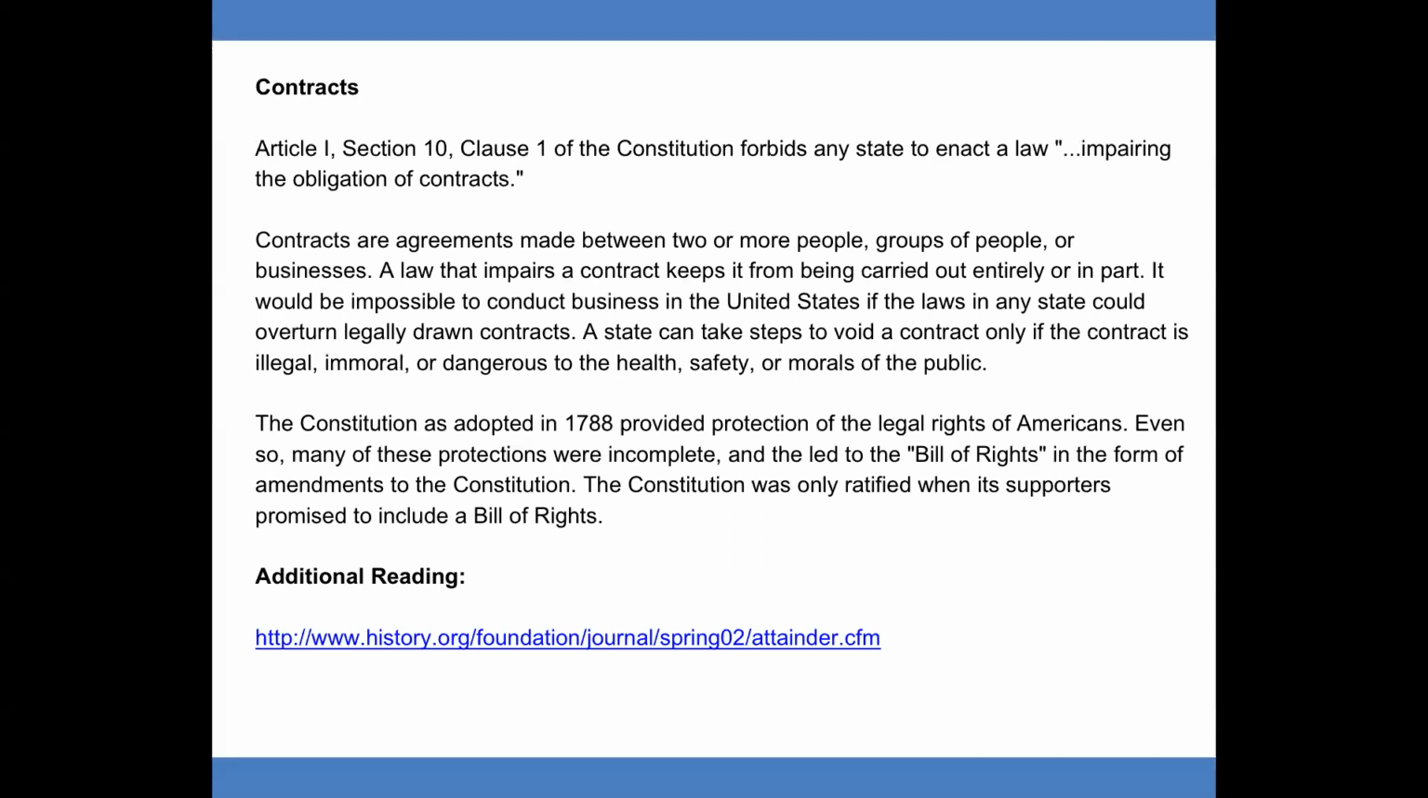It would be impossible to conduct business in the United States if the laws in any state could overturn legally drawn contracts. A state can take steps to avoid a contract only if the contract is illegal, immoral, or dangerous to the health, safety, or morals of the public. The Constitution, as adopted in 1788, provided protection of the legal rights of Americans. Even so, many of these protections were incomplete and they led to the Bill of Rights in the form of amendments to the Constitution. The Constitution was only ratified when its supporters proposed to include a Bill of Rights.